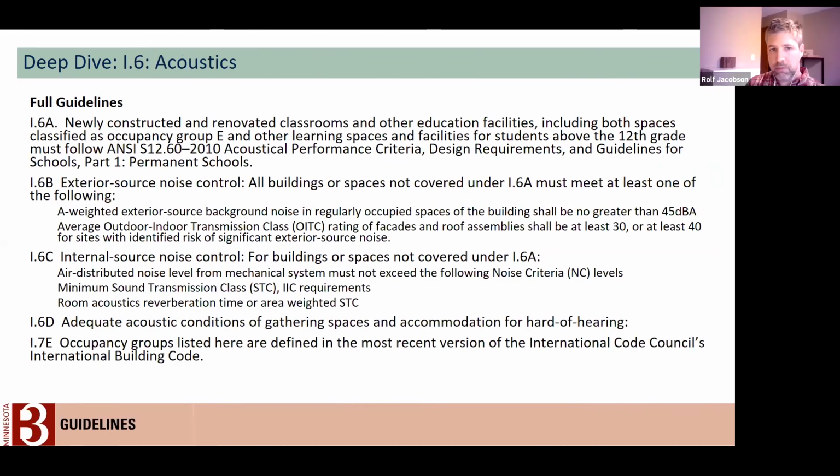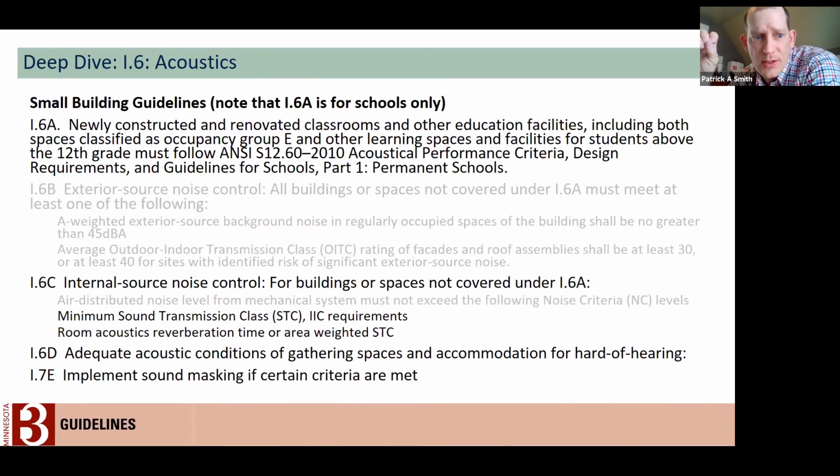Okay, acoustics. So there's a divergence in the path where education facilities, including higher ed, would use I6A, and then we've essentially used the similar types of sections that exist in that ANSI standard to pick up those acoustic criteria for non-education buildings. But for smaller buildings, Ralph, if you want to go to the next slide, we're dropping out the exterior noise control, which I know going out and getting or determining OITC ratings has been a burden for some project teams.